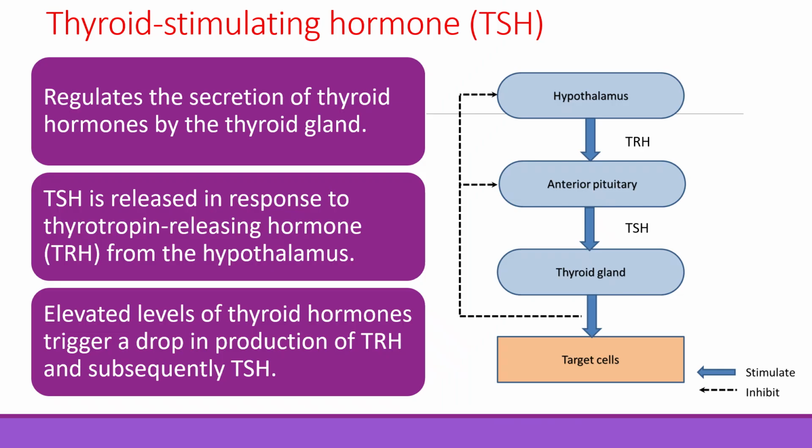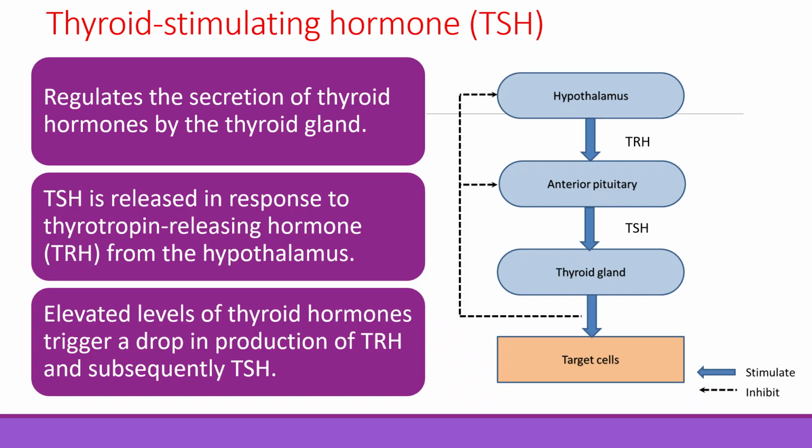Moving on to thyroid stimulating hormone, TSH. This regulates the secretion of thyroid hormones by the thyroid gland in your neck. So TSH is released in response to thyrotropin releasing hormone, TRH, from the hypothalamus. Elevated levels of thyroid hormones trigger a drop in the production of TRH and subsequently TSH.